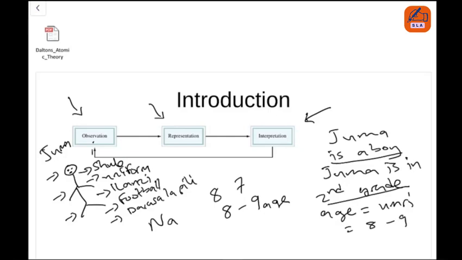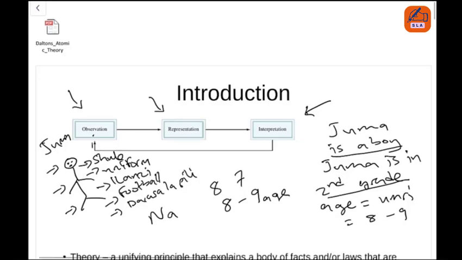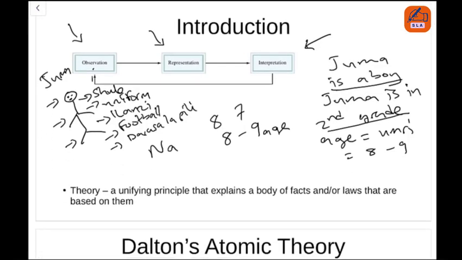These interpretations zako ndio utazikuja kuzitumia kutengeneza nini? A theory. So, what is a theory? A theory is a unifying principle that explains a body of facts and all laws that are based on them. So, a unifying principle. So, a theory is a principle that is unifying a body of facts. What is the body of facts here? This one. These are the facts.